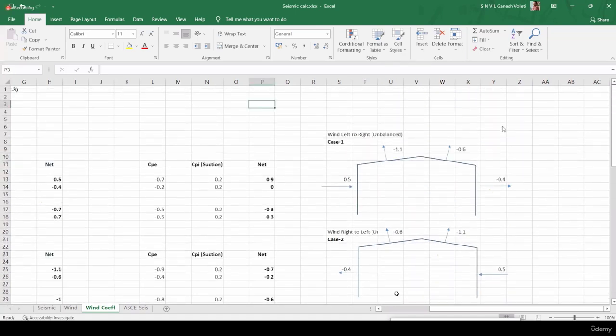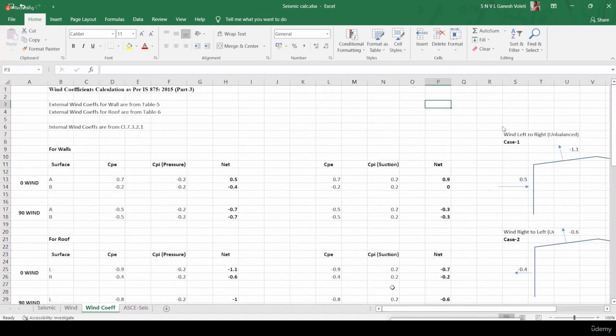Sir, one doubt here. In some cases, we will have some wind towards the rafter also. Which are the possible cases, sir? Yes, there are some possible cases where wind will be towards the rafter.